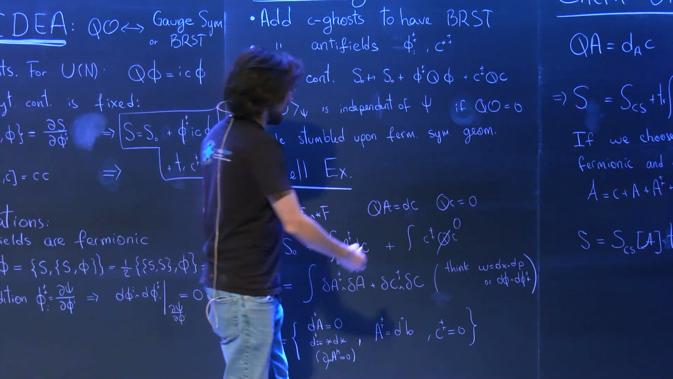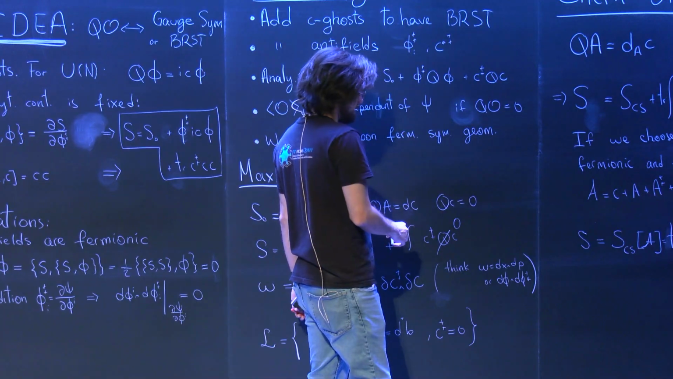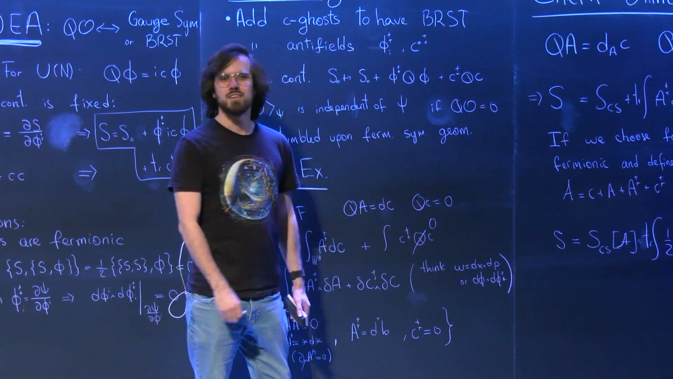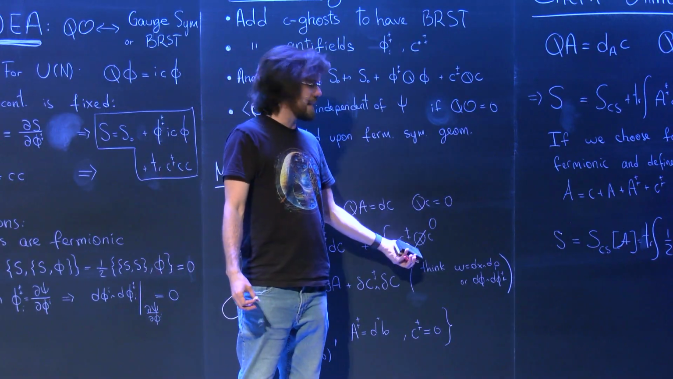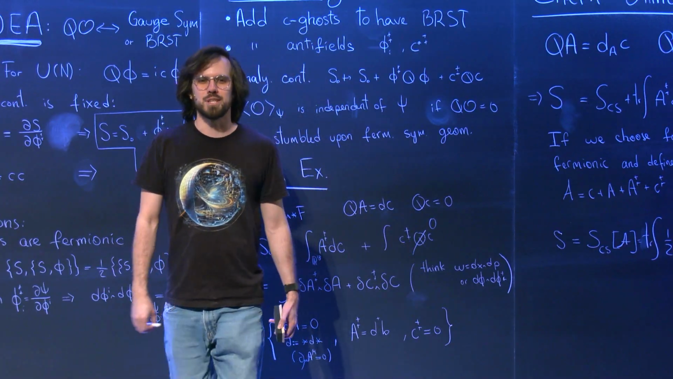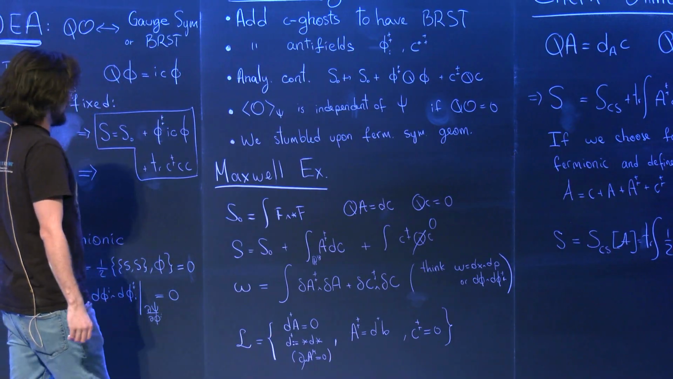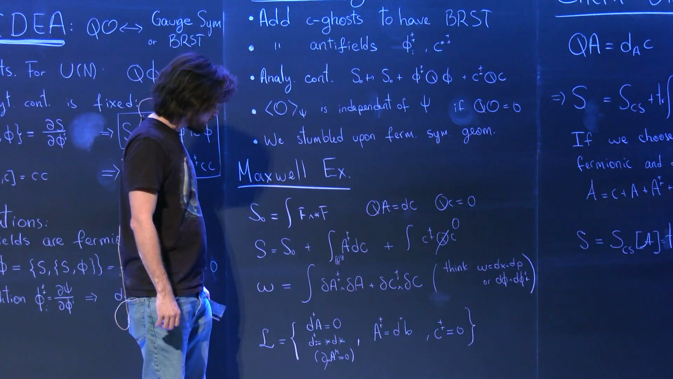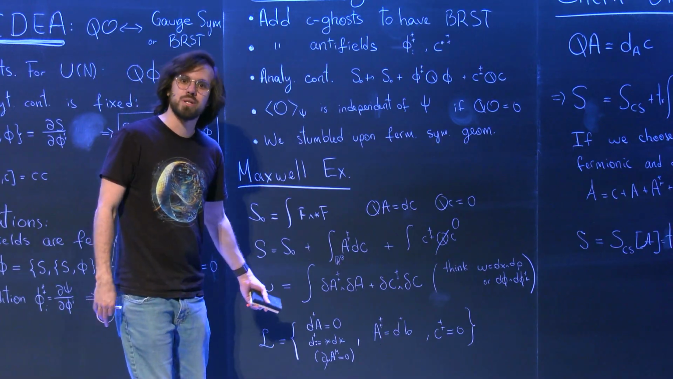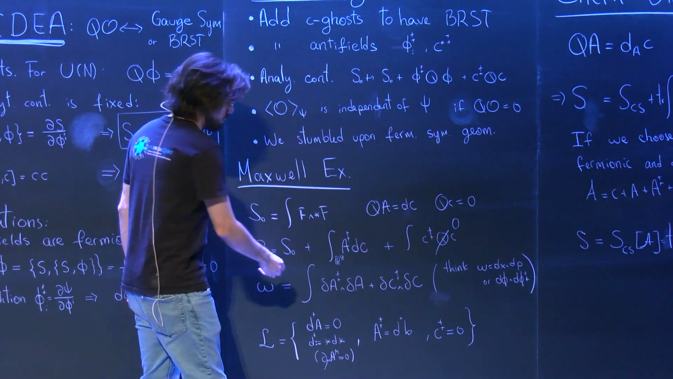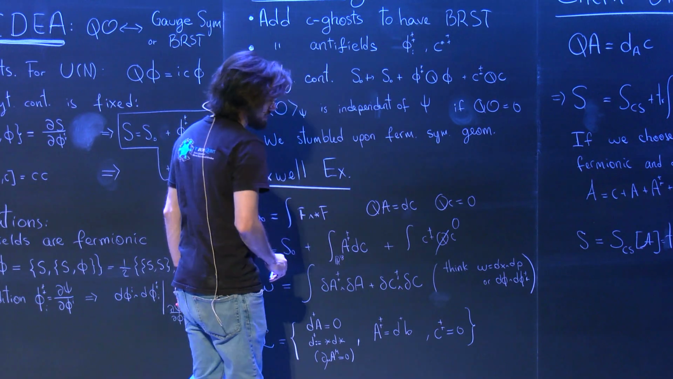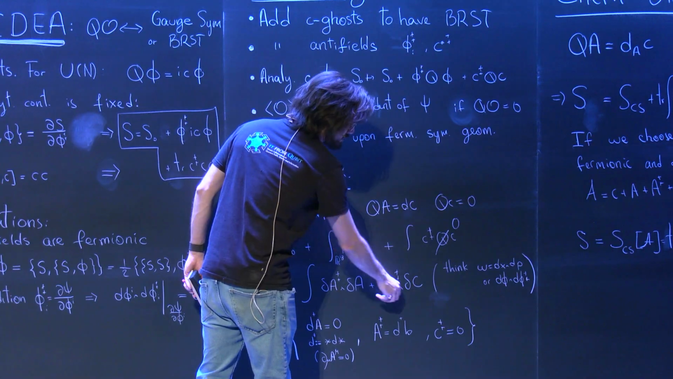Similar thing here. I will now add the anti-field for the ghost paired up with the BRST transformation of the ghost, but since this one is 0 in this case, this term doesn't even appear. Now, taking a look instead at the symplectic form, which for fields can be written like this. We will have the variation of the anti-field wedged with the variation of the field, plus the similar thing for the ghosts.